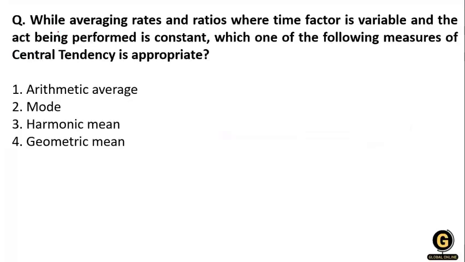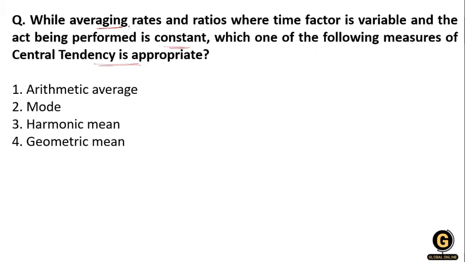Okay, next question: while averaging ratios and rates, where the time factor is variable and the act being performed is constant, which one of the following measures of central tendency is appropriate? Option 1, arithmetic mean average. Option 2, mode. Option 3, harmonic mean. And option 4, geometric mean.